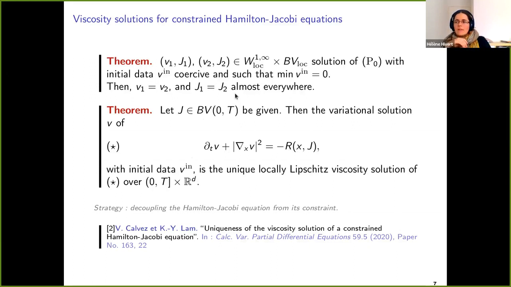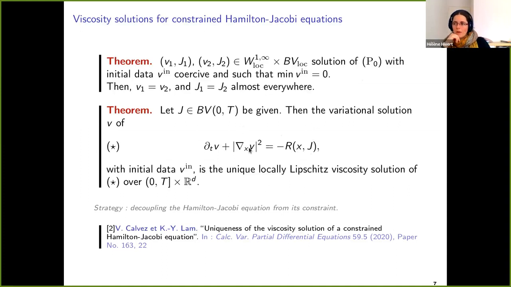Okay. And these two results enable, in fact, a strategy to treat the problem P naught. You can have some information on J, and consider J then as a source term in the equation. And if you are able to prove by other means that the minimum of V is 0, it gives you that V is the only solution of P naught. Okay, so these two theorems are very complementary.